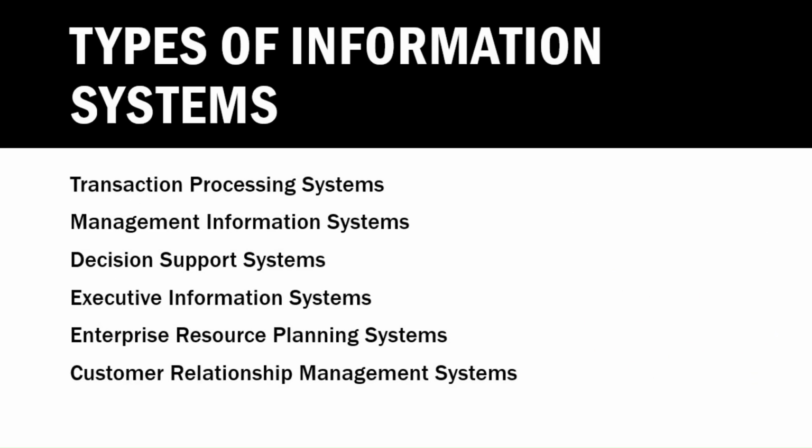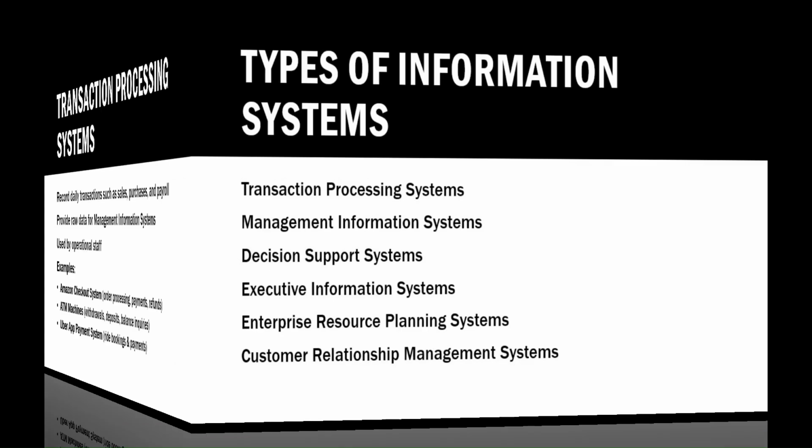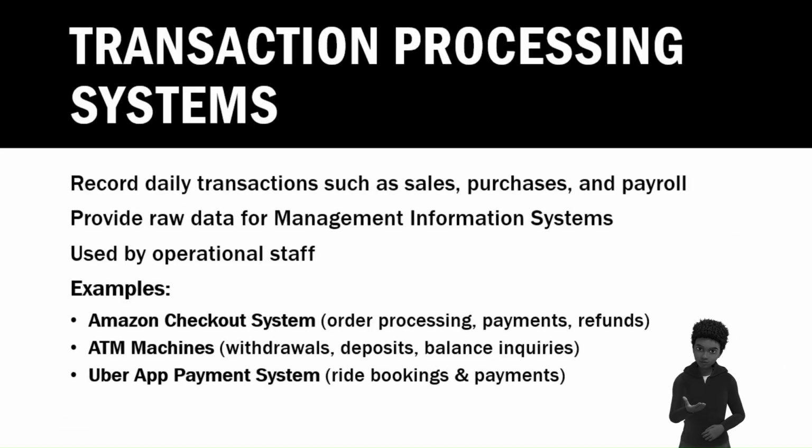Types of information systems. To provide this information, organizations rely on several systems. Transaction processing systems, management information systems, decision support systems, executive information systems, enterprise resource planning systems, and customer relationship management systems.